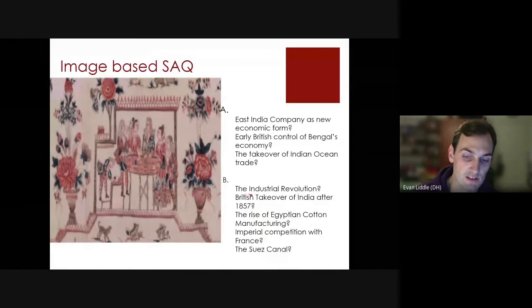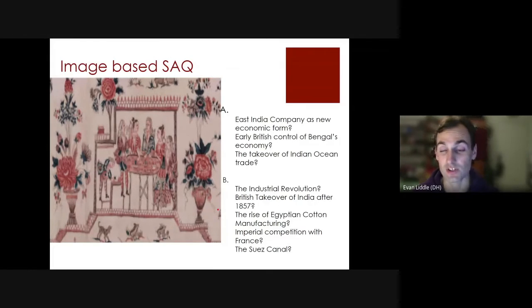The Industrial Revolution, which is going to happen in Britain, could make textiles easily available and make the demand for South Asian textiles not as much. Perhaps the British takeover of South Asia, the takeover of India in 1857, could impact supply, make it easier to get things to British markets or European markets.